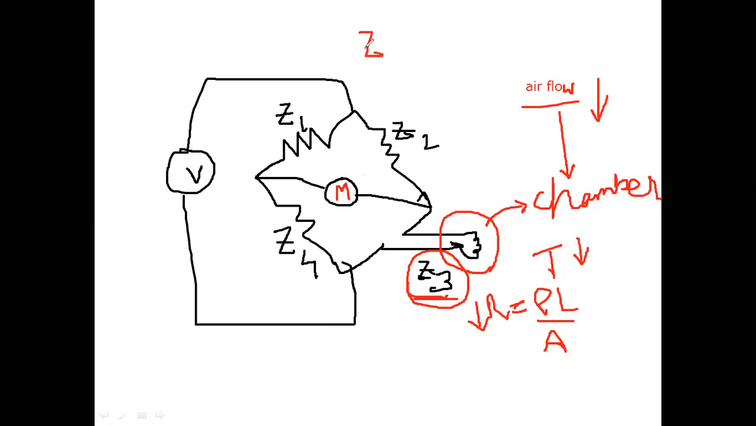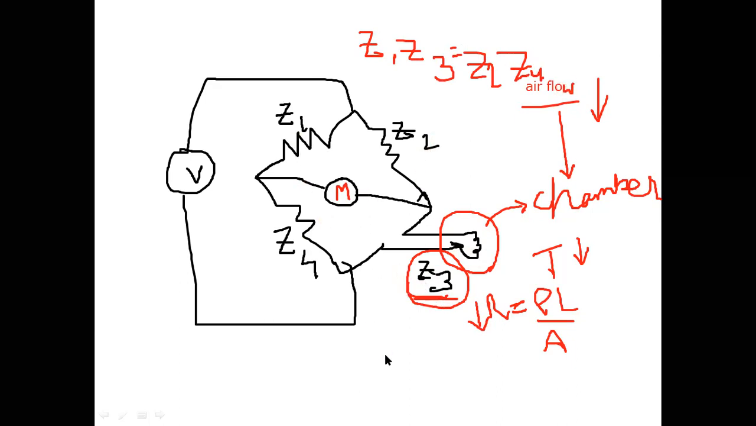Previously, Z1 Z3 equal to Z2 Z4. It is the balancing condition. Now what is happening? Due to the changes in temperature, the resistance of the material is reducing. Z3 is reducing. Then Z1 Z3 is not equal to Z2 Z4.